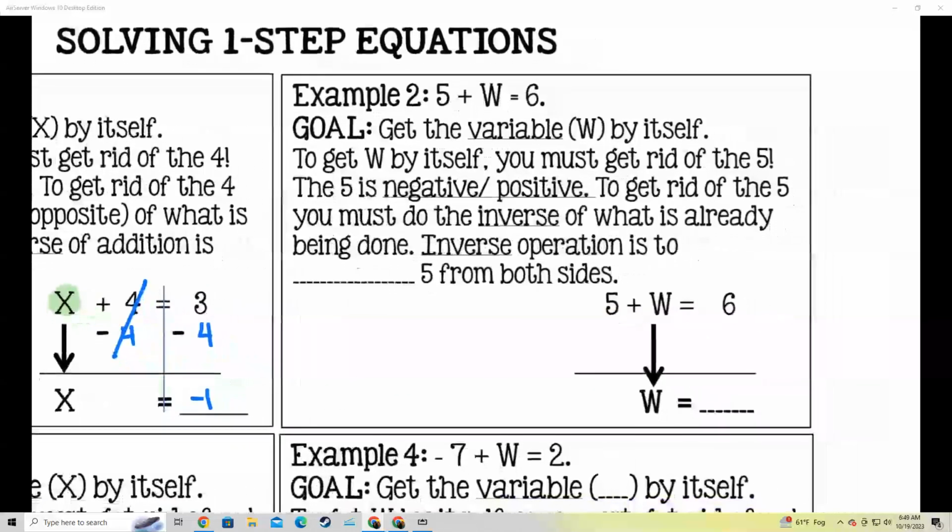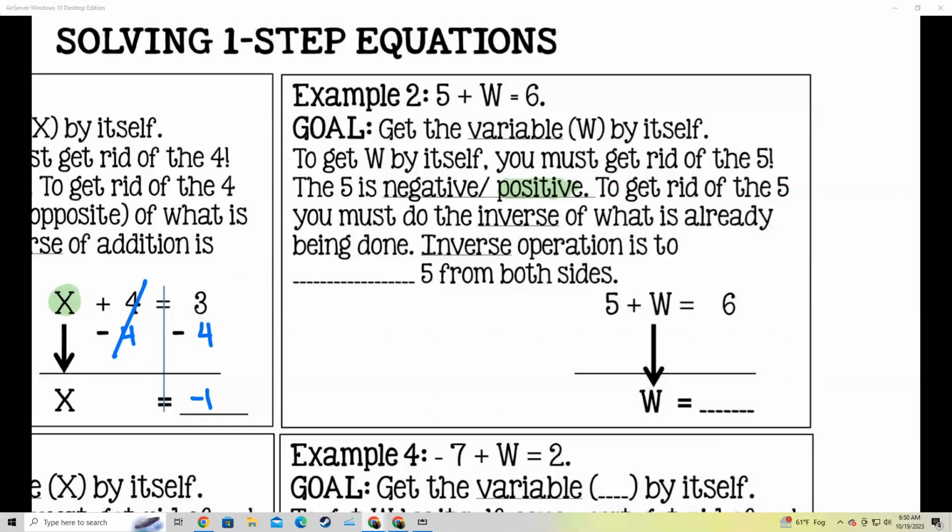Example number 2: 5 plus w is equal to 6. Our goal is to get the variable w by itself. To get w by itself, we must get rid of the 5. In this case, the 5 is a positive number. That 5 is in the front, and that changes things a little bit, but that 5 is a positive number.